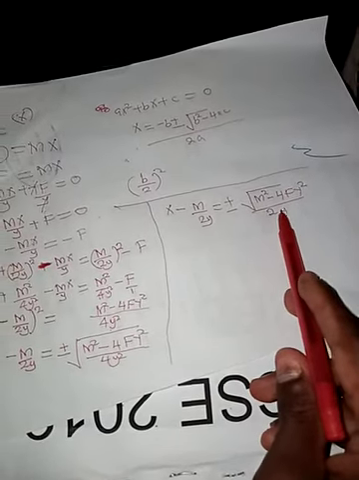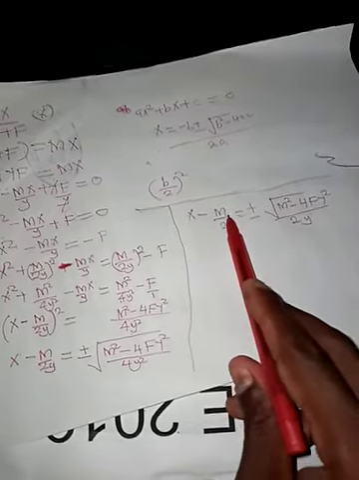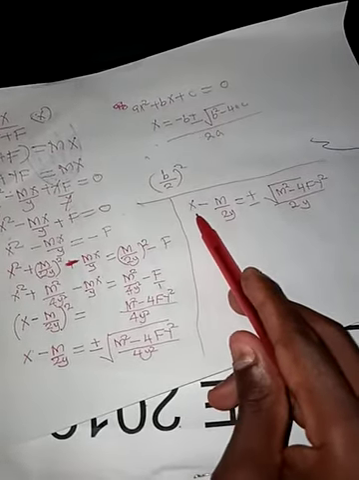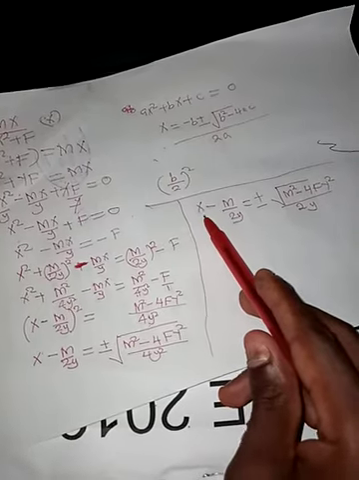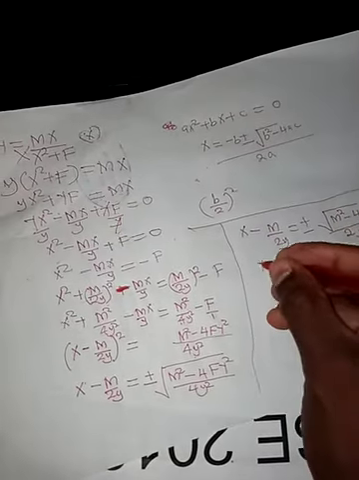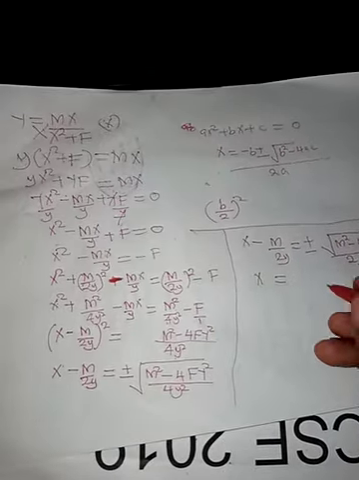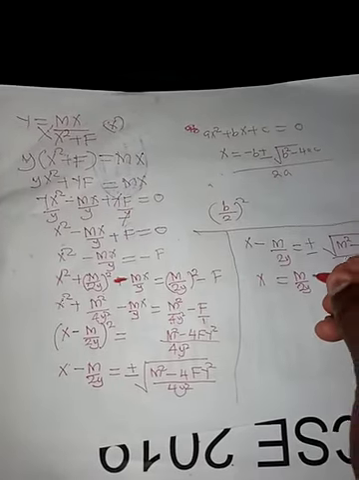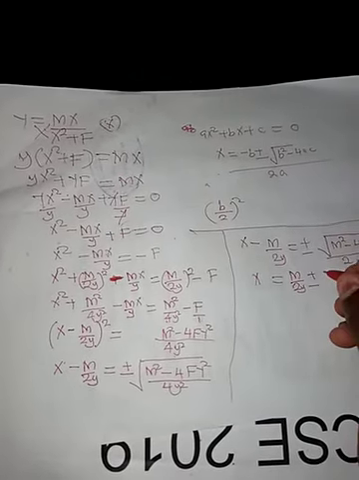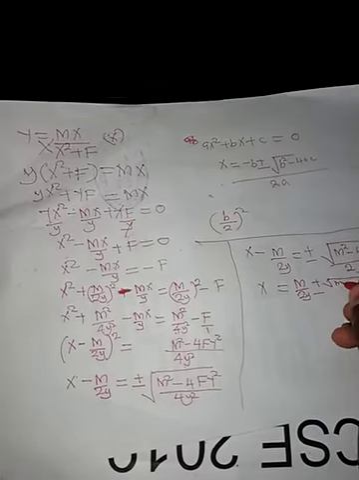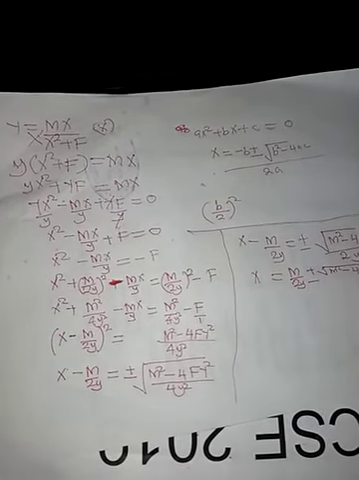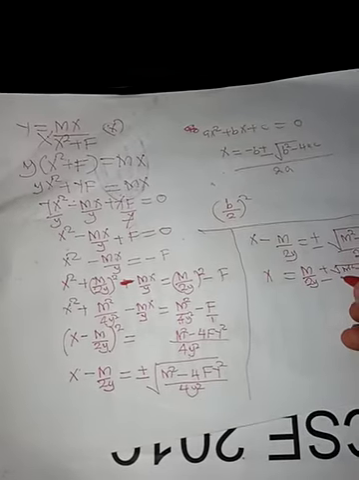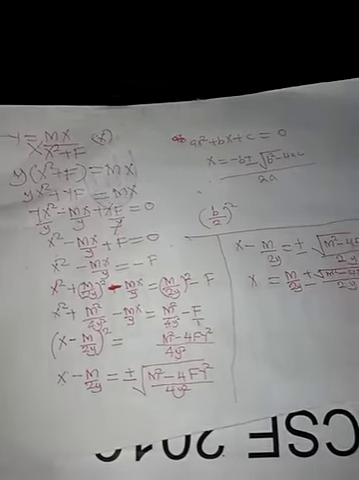The answer is this. So from there we bring this one to this side for us to remain with x, because we wanted to make x the subject of the formula. So we will have x is equal to this one. If it goes to the other side, it will be positive. So we will have m over 2y plus or negative root m squared minus 4fy squared over 2y.